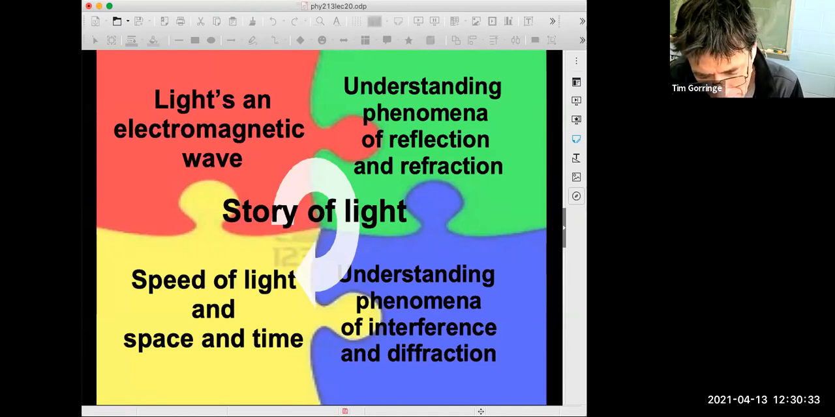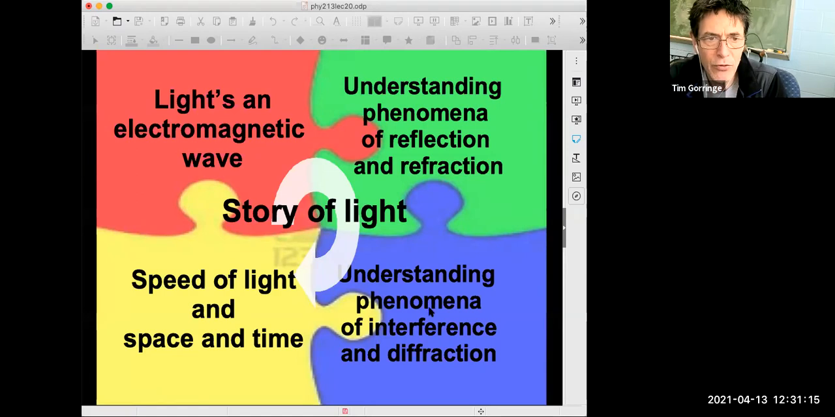So on this slide, we started over here in the top left. We discovered from Maxwell's theory of electromagnetism that light is an electromagnetic wave. That launched us to over here on the top right and studying properties of light. Most importantly, we talked about reflection, and we talked about refraction, and we talked about mirrors, and we talked about lenses.